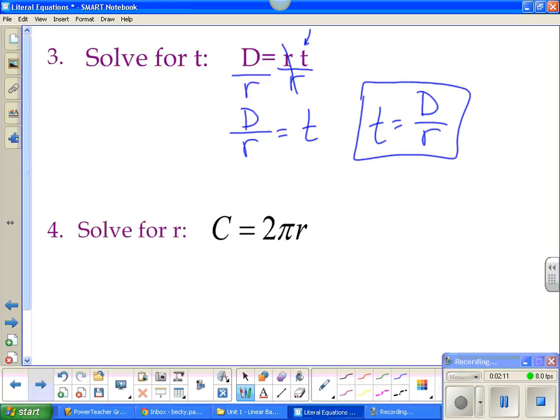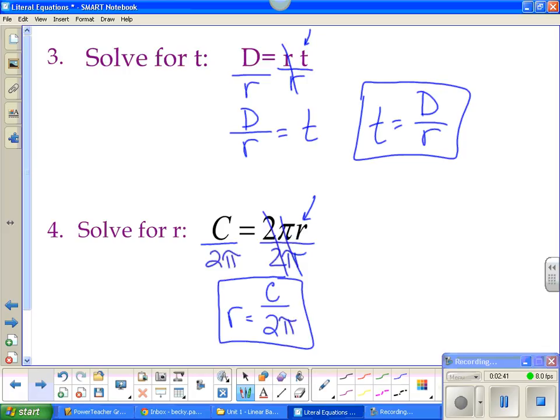Number 4 says solve for r. What's with the r is a 2 and a pi. They are all being multiplied together. So to move the 2 and the pi, I'm going to divide. And I'm going to do it in one move. That causes the 2's to cancel and the pi's to cancel. I now have r by itself, and what I'm left with is c over 2 pi. So I have r by itself.